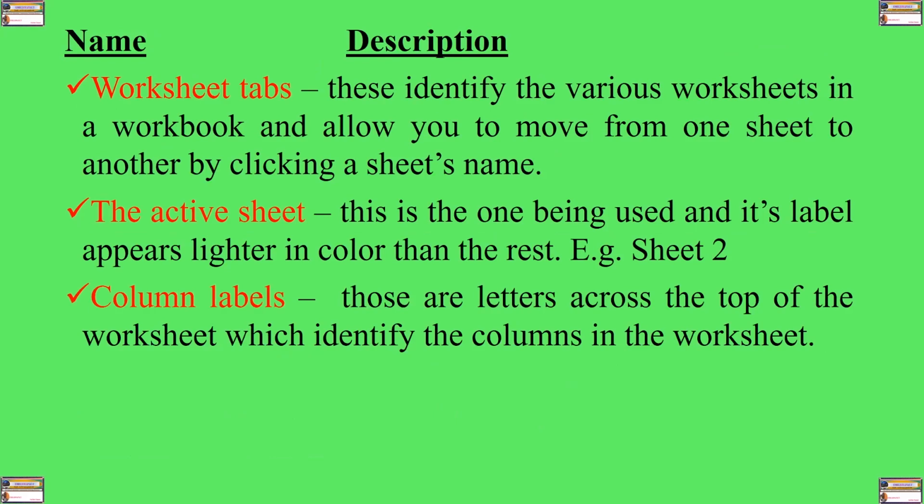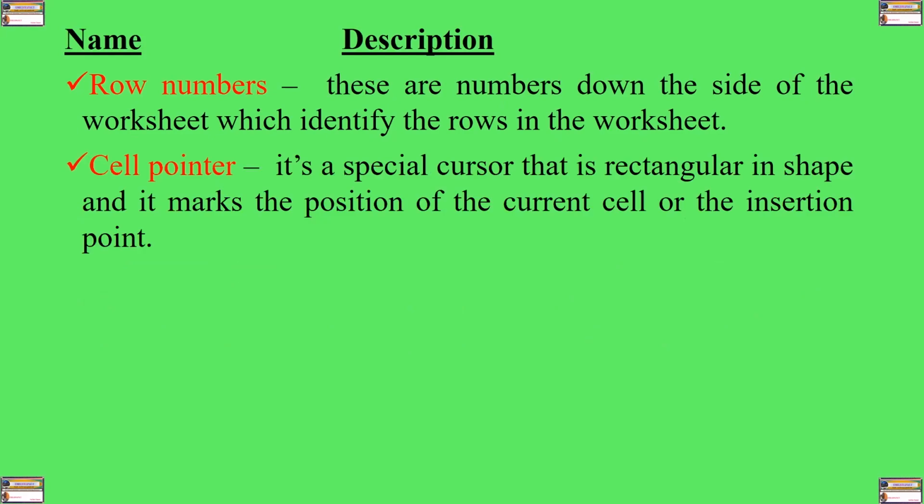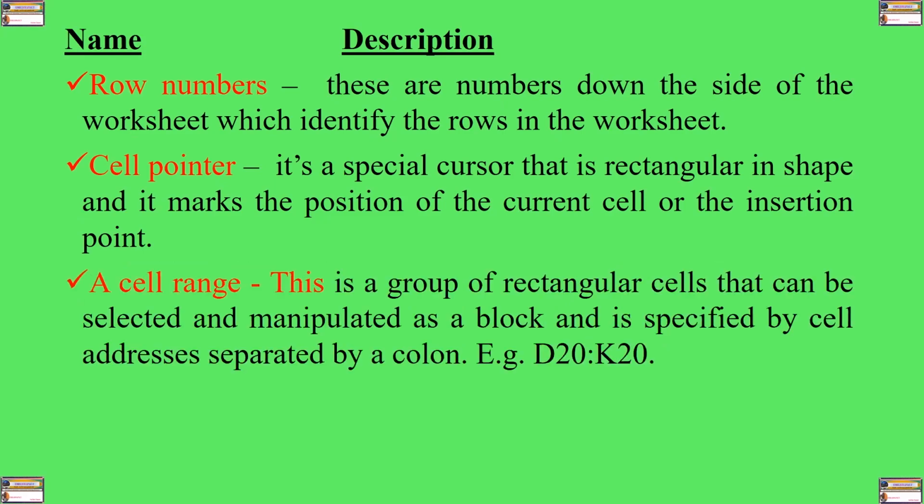Column labels are those letters across the top of the worksheet which identify the columns in the worksheet. The row numbers are the numbers down the side of the worksheet, which identify the rows in the worksheet. Cell pointer, it is a special cursor that is rectangular in shape, and it marks the position of the current cell or the insertion point. That is the cell in which you want to enter data.